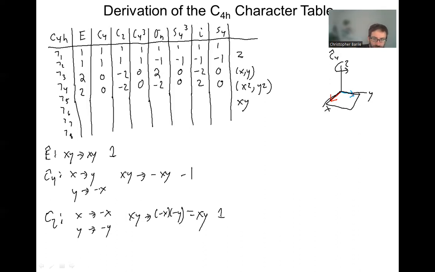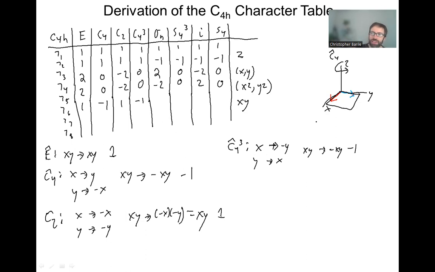then we can do C4 three times. C4 three times, we have x going all the way to negative y, and y was spinning all the way to x. And so x times y is gonna go to negative xy. So you get a negative 1. And so I'm gonna start filling those in here. Just like this, 1 for identity, negative 1, 1, and negative 1.